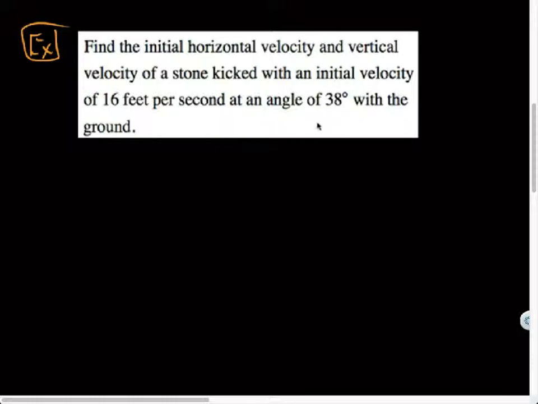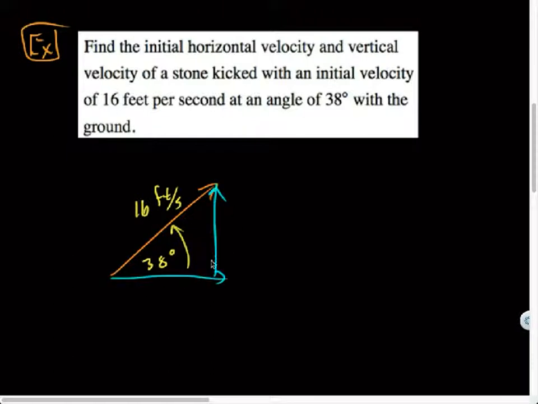So now that I have a direction, I actually have a vector I can describe. So 38 degrees, let's say, is like that. 38 degrees, and 16 feet per second. Right? So if I want to break this up into finding the Vx and Vy, so to speak, I can very easily do that using the little formulas I had a moment ago.